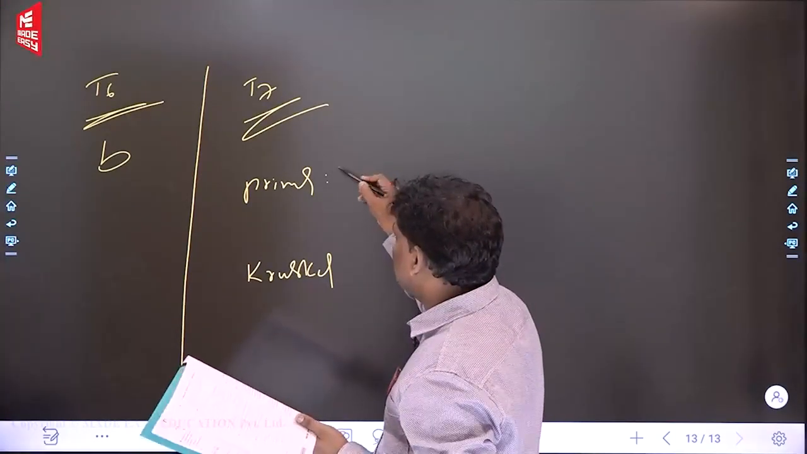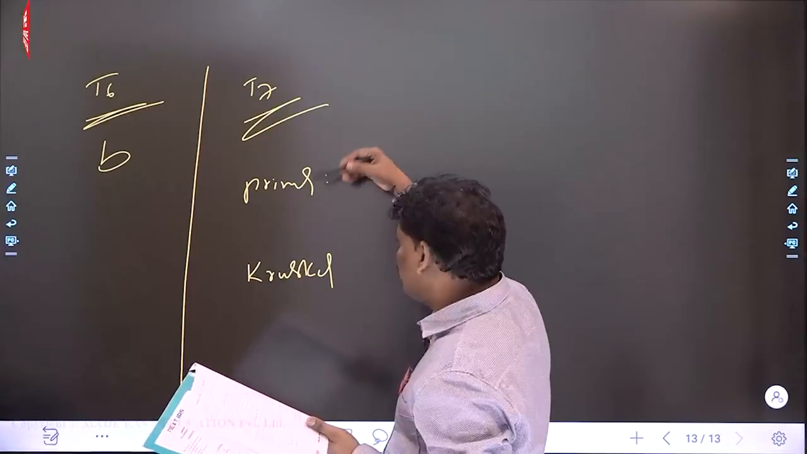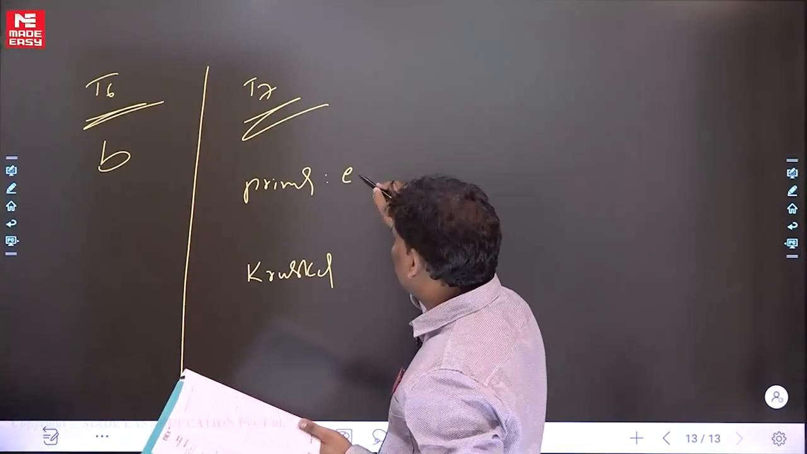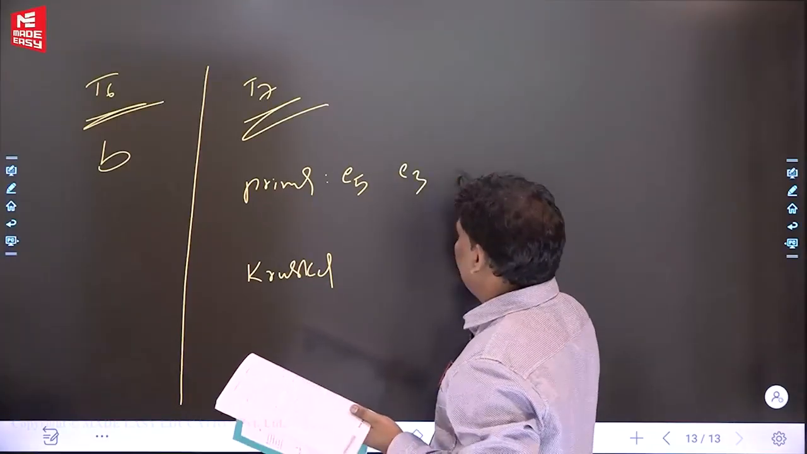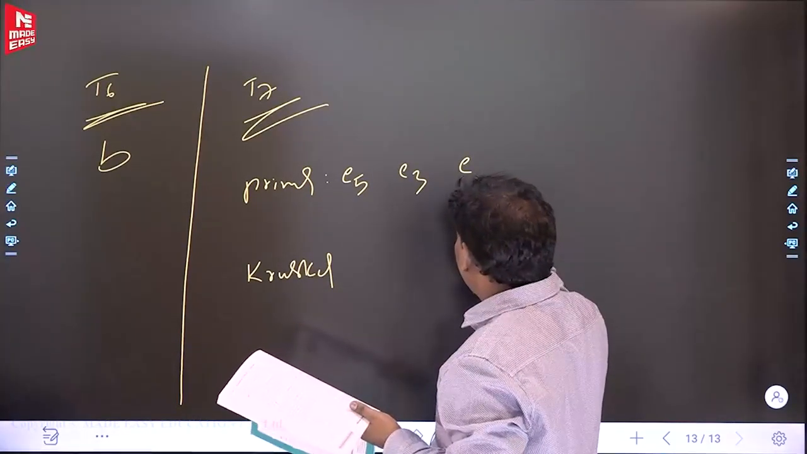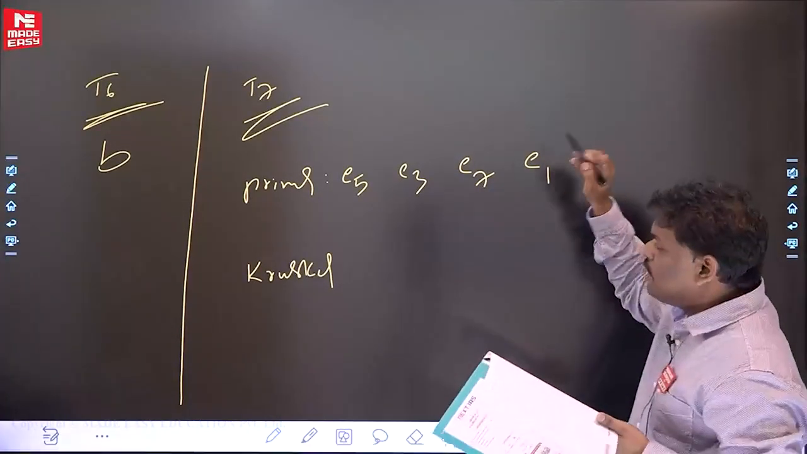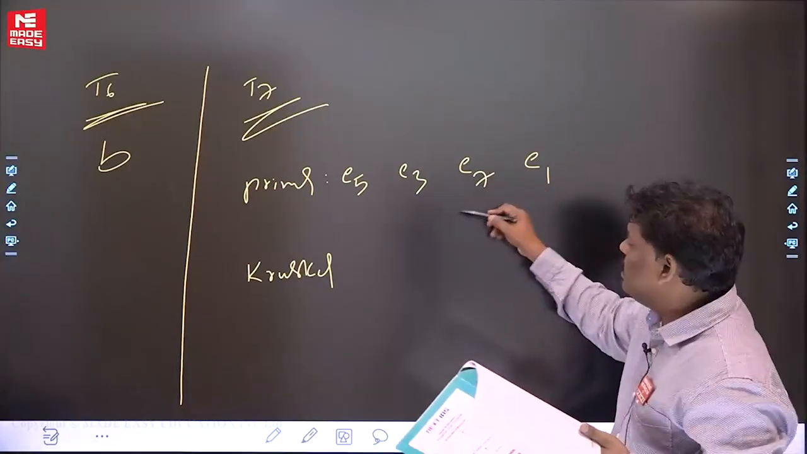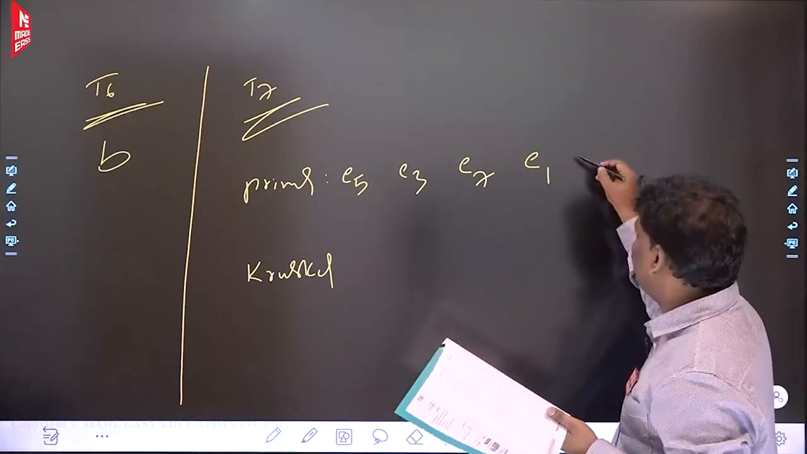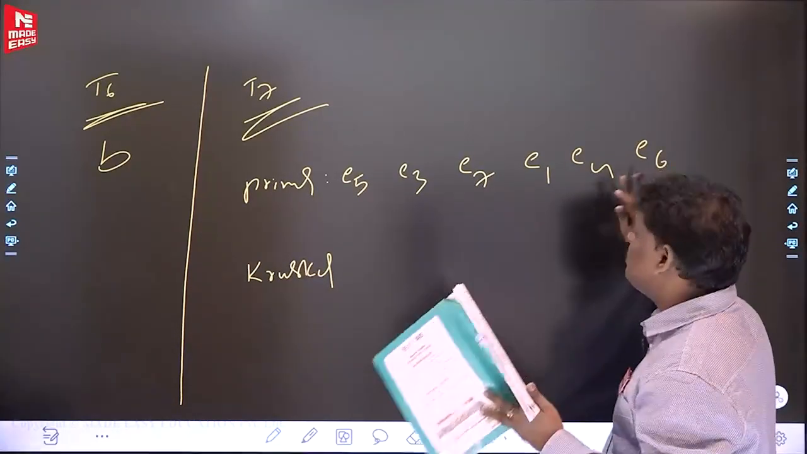Assume that when I applied Prim's algorithm, these are the edges that came, in the order I followed. Assume the first edge E5 came, next E3 came, next E7, next E1, then E4 and E6. Assume some edge sequence like that.